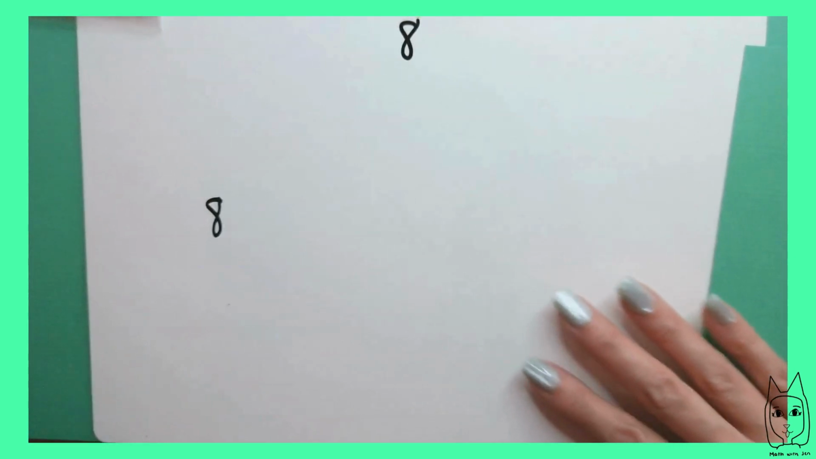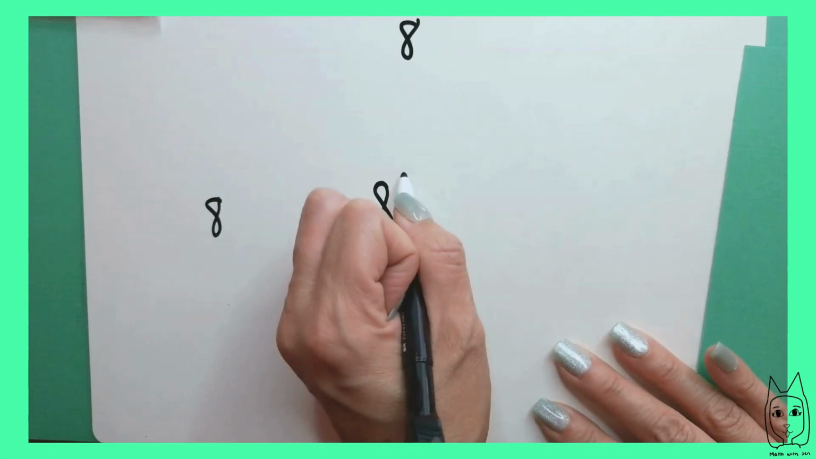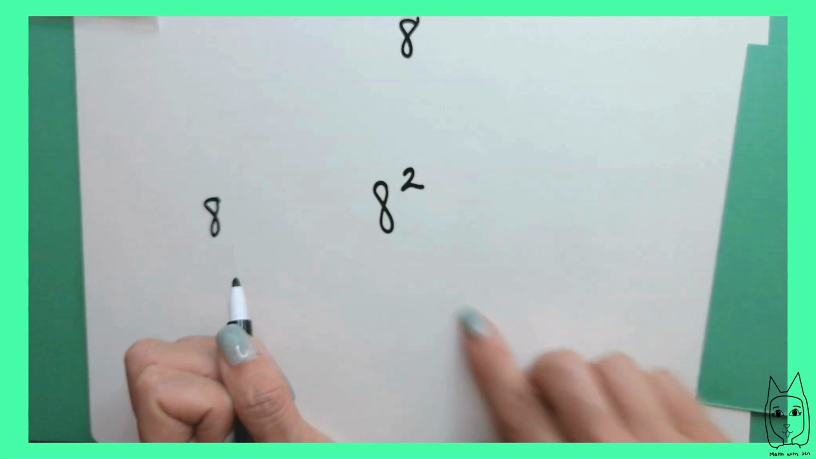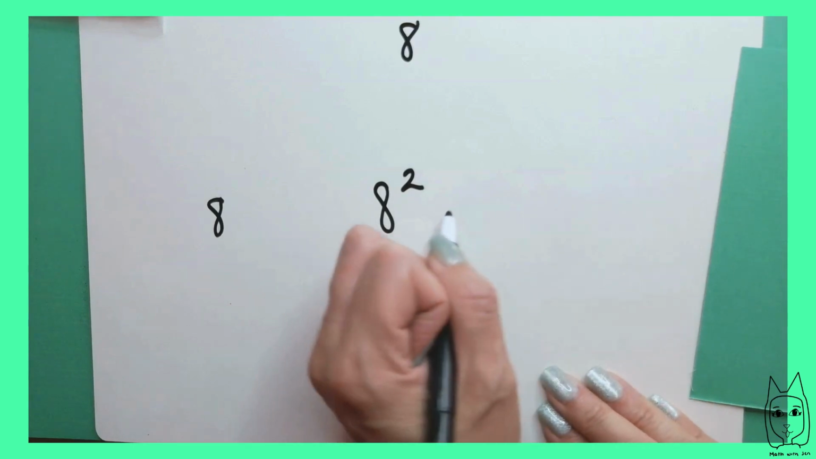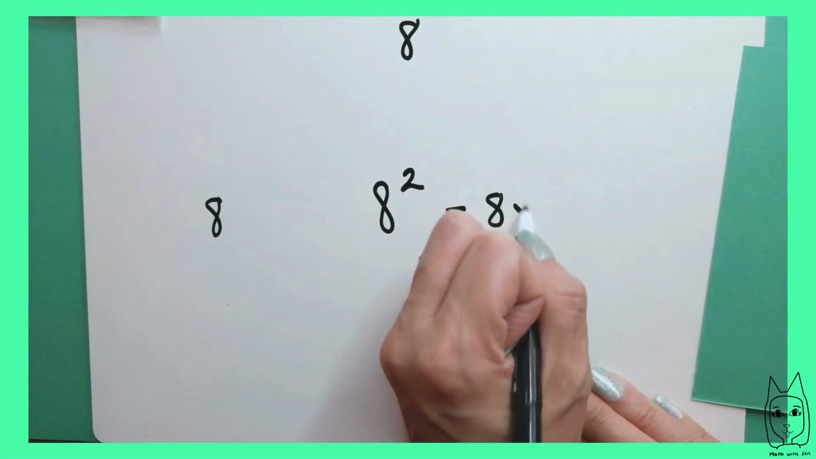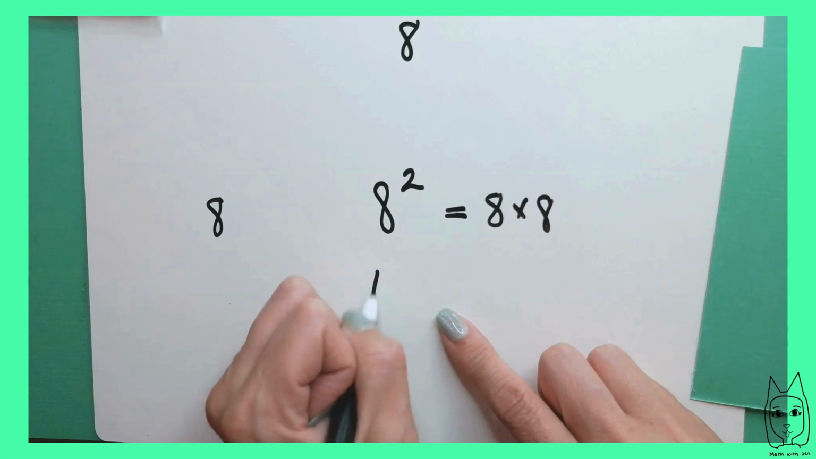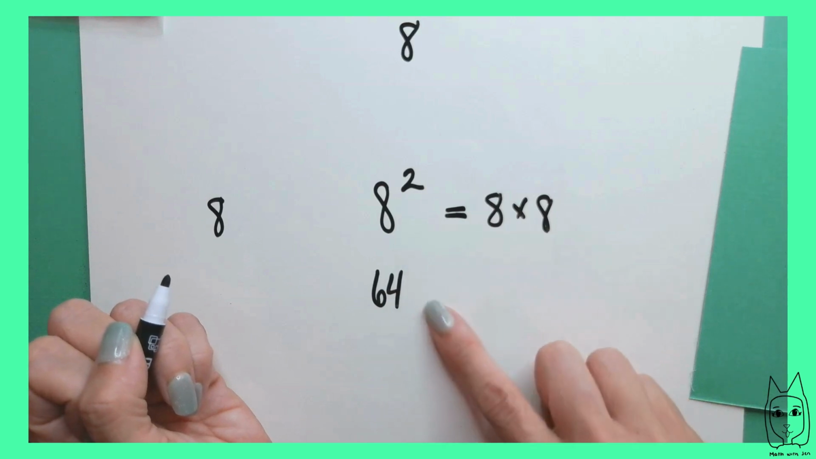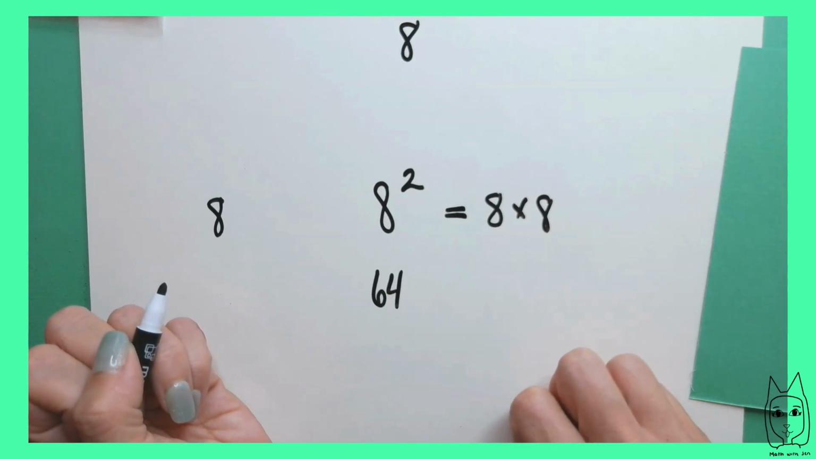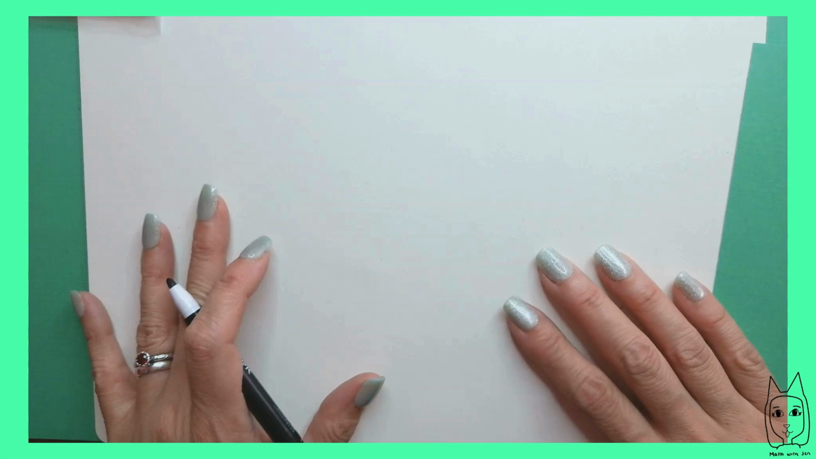We would write that as 8 to the second power. This is read as 8 squared, which means that we are multiplying 8 times 8. So 64 would be the square of 8, because 8 times 8 is 64. For grade 4, you are required to know the perfect squares through 15.